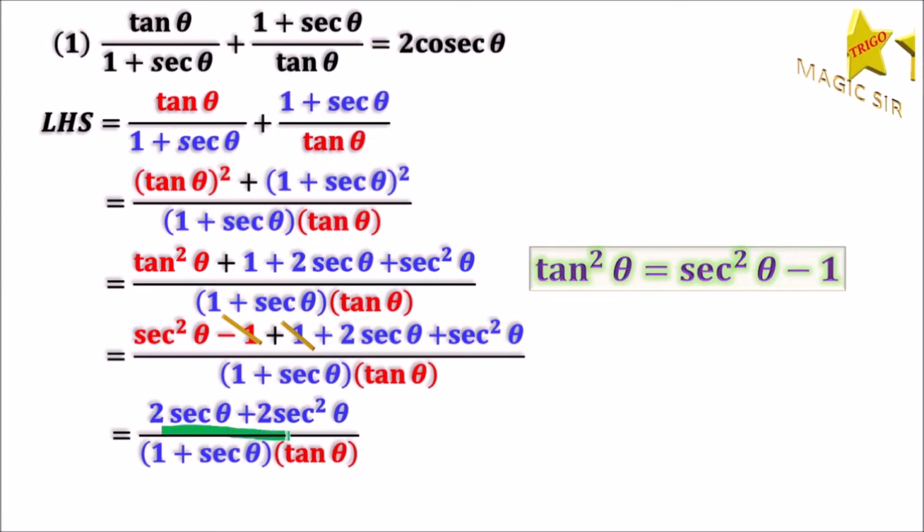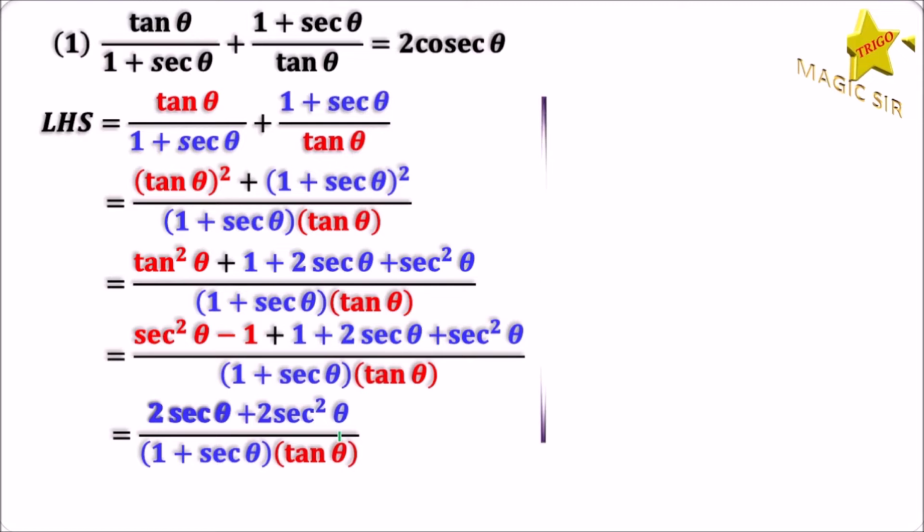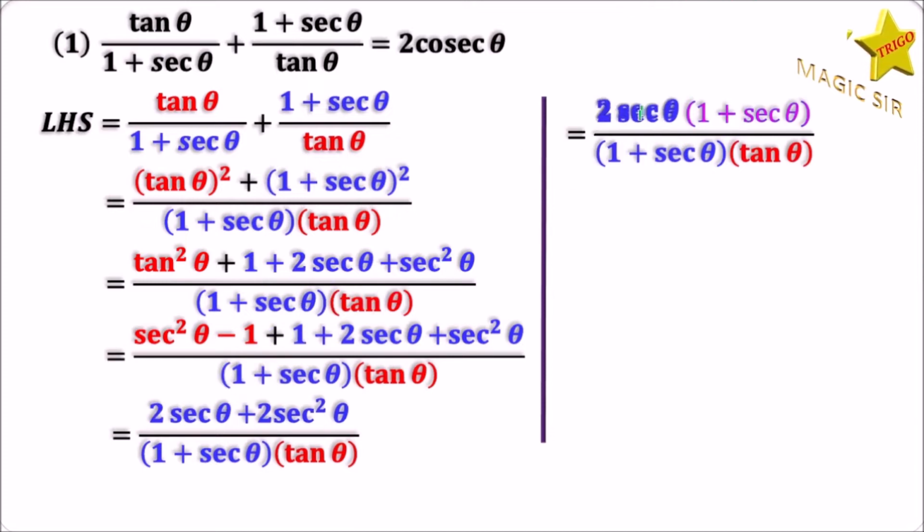Here 2 sec theta is the common factor. So LHS is equal to twice sec theta into bracket 1 plus sec theta, divided by 1 plus sec theta into tan theta. Here 1 plus sec theta cancels out, leaving us with LHS equal to twice sec theta upon tan theta.